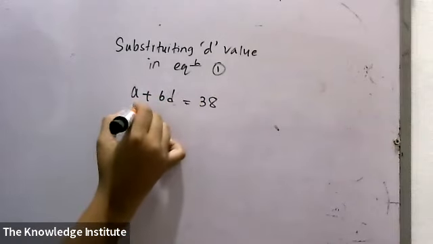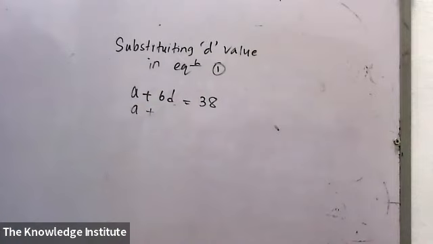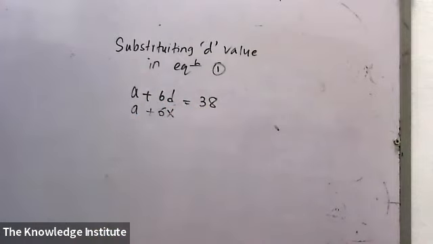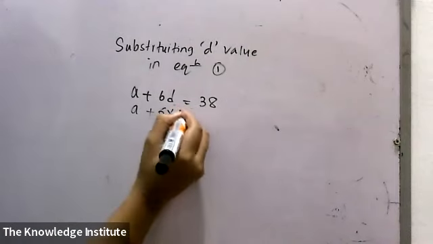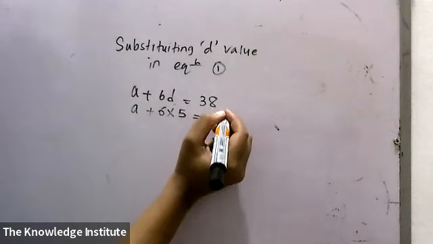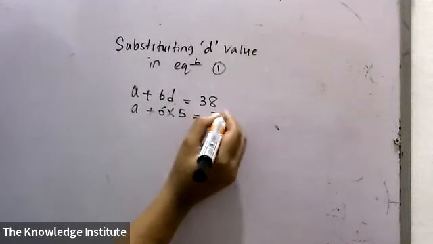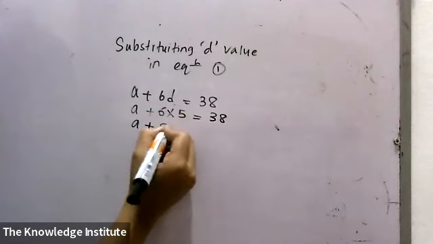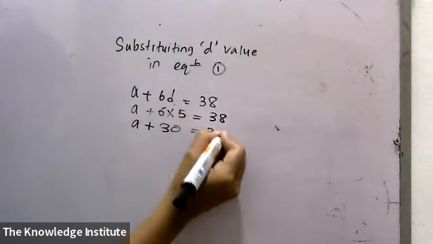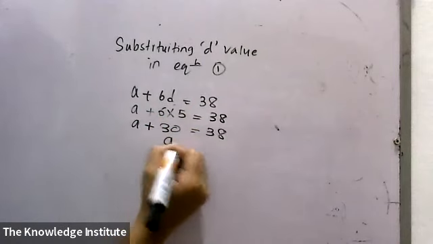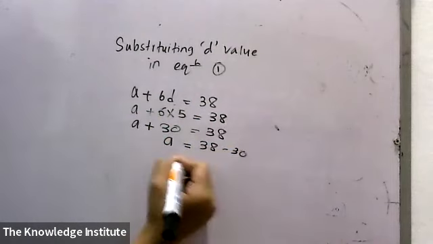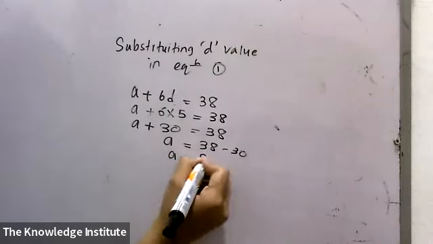Do we know the A value? We don't know. But we know the common difference. What was the common difference we got? Is it 4 or 5? 5, right? 38. 6 into 5 is 30. If we have to find the A value from 38, we will be subtracting 30. A equals 8.